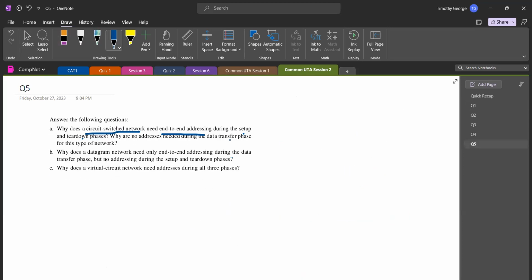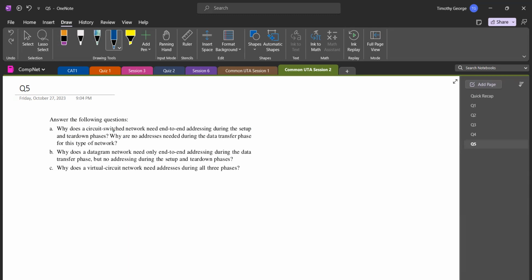The answer is actually very clear, but let's read the other part. Why does a datagram network need only end-to-end addressing during the transfer phase, but no addressing during the setup and teardown phases? Why does a virtual circuit need addresses during all three phases? It's a little twisted question. They want to confuse you a little bit.